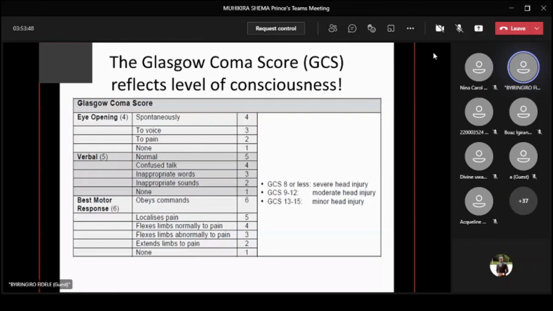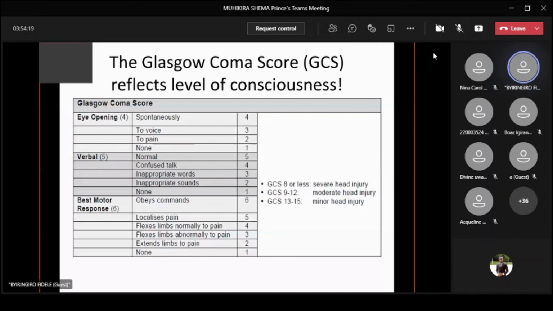Inappropriate sound means even the word cannot come out of the mouth. It's only a sound. And if there is no sound, it means there is none. So someone speaking Chinese, you can assist them even without knowing their language. You don't need to understand a drunk man. You don't need to understand a drunk patient, you know they are drunk. It's correct.